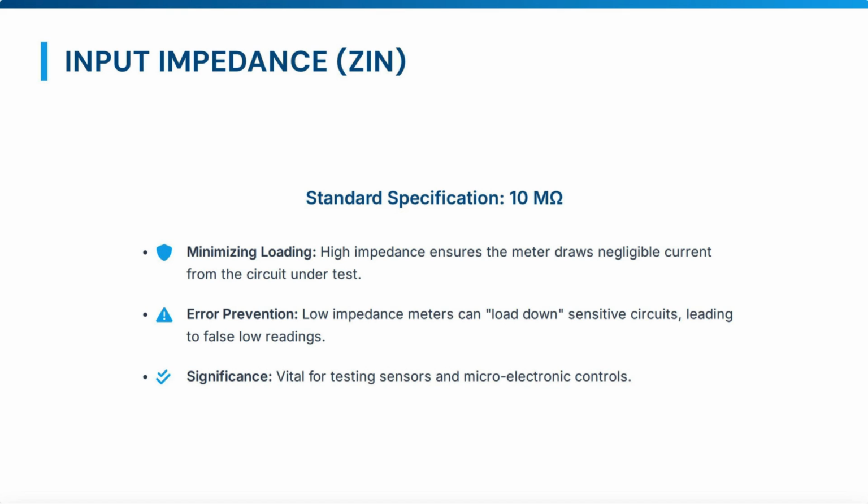Minimizing loading effect. High impedance prevents the meter from drawing significant current from the circuit under test, preserving the original circuit conditions. Error prevention. Low impedance meters draw too much current, dropping the voltage across the circuit's internal resistance and causing false low voltage readings. Significance. Crucial for testing delicate systems like automotive sensors, microcontrollers, and computer control modules.